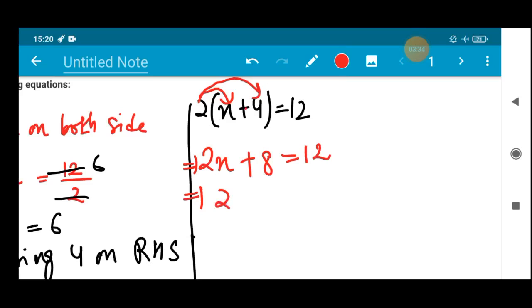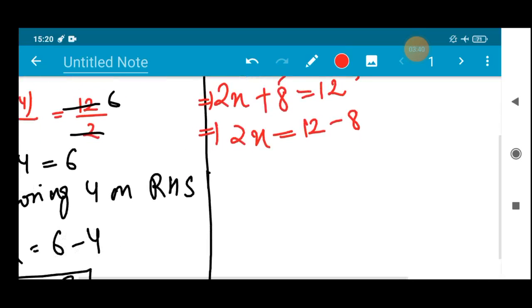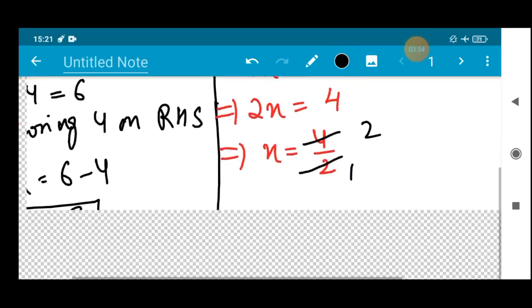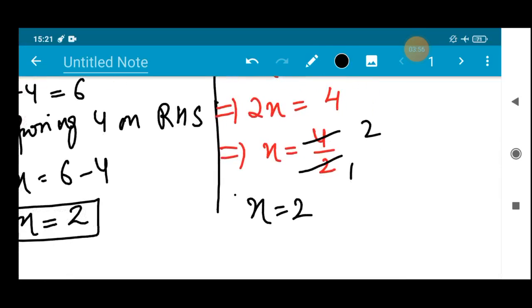Now transpose this 8 to this side, 2x = 12 - 8, right? Now 2x = 12 - 8, you all know it is 4. Now I can write x = 4 by 2. This 2 will become a denominator on the right hand side. 2 1s are 2, 2 2s are 4. Okay, so x = 2 is the answer.